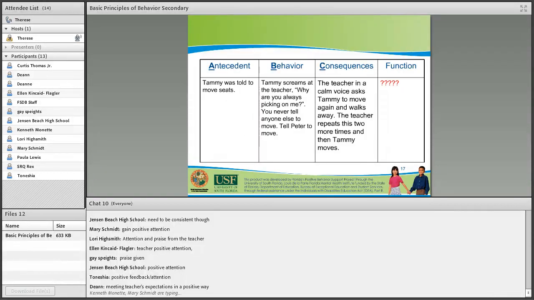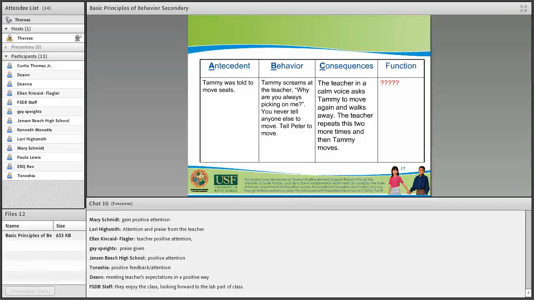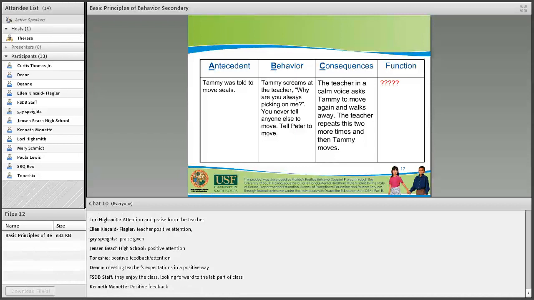Okay, so then we had one last one here about Tammy moving seats, and then Tammy screams at the teacher, "Why are you always picking on me? You never tell anyone else to move. Tell Peter to move." The consequence there, the teacher in a calm voice asks Tammy to move again and walks away. The teacher repeats this 2 more times, and then Tammy moves.